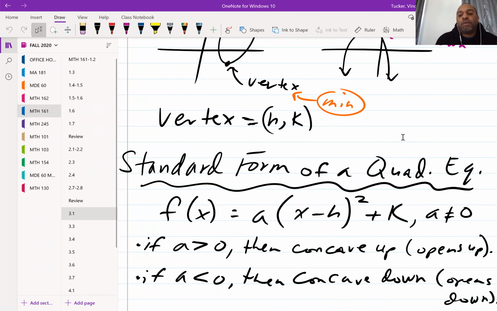All right, so standard form of a quadratic equation. f of x is equal to a times (x minus h) squared plus k. Of course, a cannot be equal to 0, because if a was equal to 0, that will cancel out this whole quantity right here. But notice if a is greater than 0, in other words positive, then your parabola is concave up, or opens up. If a is negative, then your parabola will be concave down, or opens down.